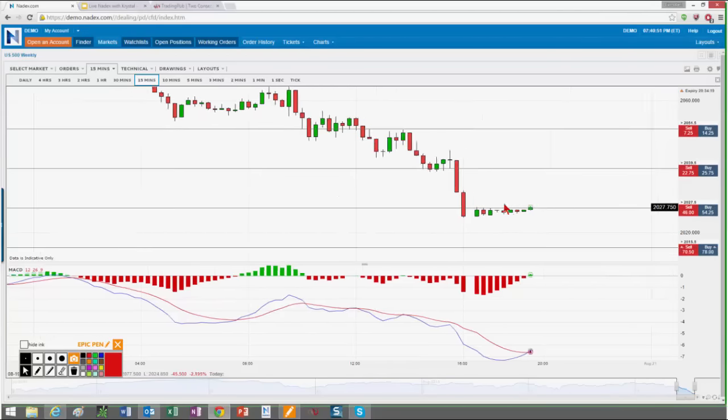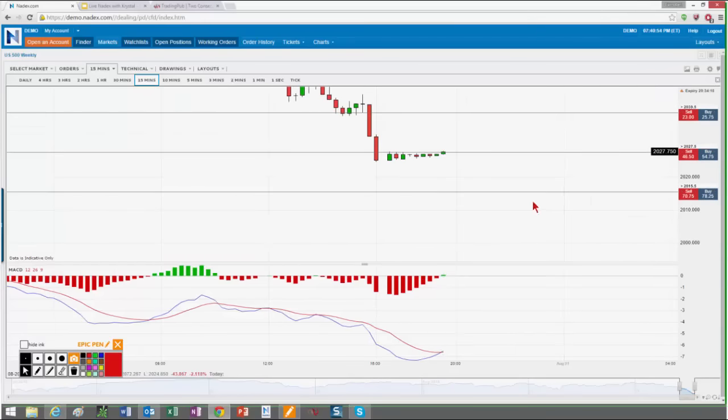I'm going to go down to the 15-minute charts. Looks like we have a little MACD crossover right now. This is a weekly chart. It expires on Friday. The market is currently trading the S&P 500 at 2027.750. So, how many? This is at the money right now.